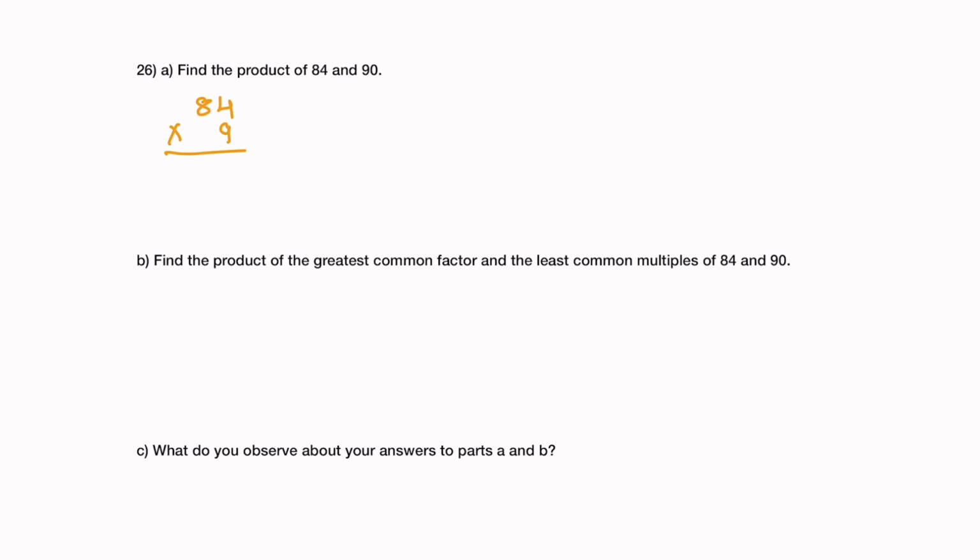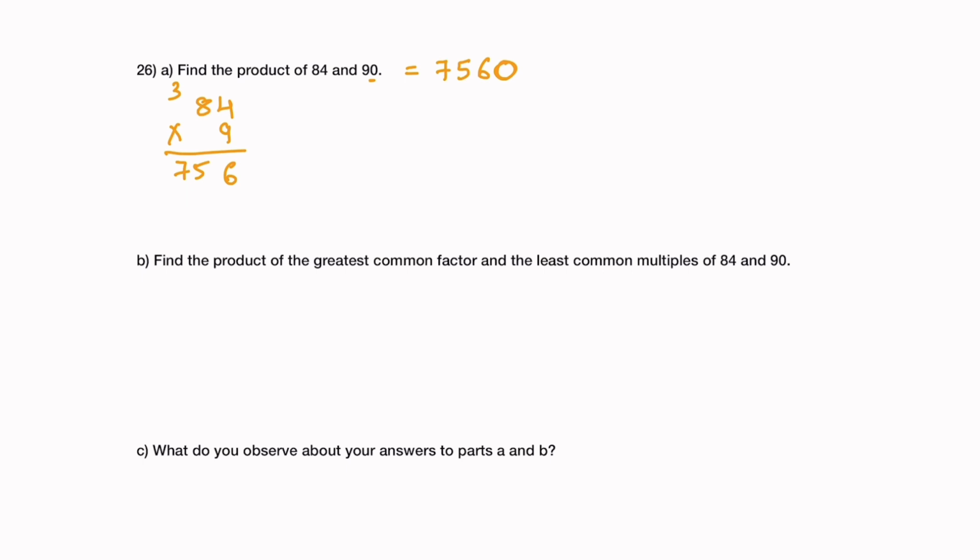4 times 9 is 36. 3 carry. 8 times 9 is 72. 72 plus 3 is 75. So the product is going to be 756 and 0, right? Because it's 90, so we put 0 over there. So first part is already done. Find the product of the greatest common factor and the least common multiple of 84 and 90. So we need to find the product of LCM and GCF.